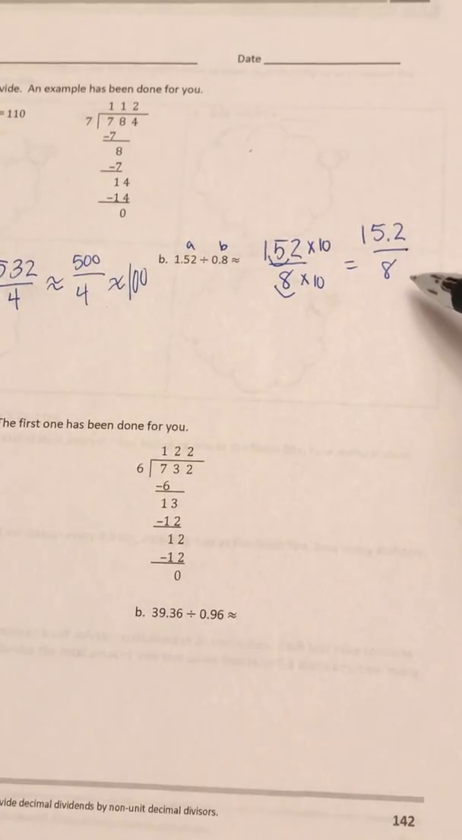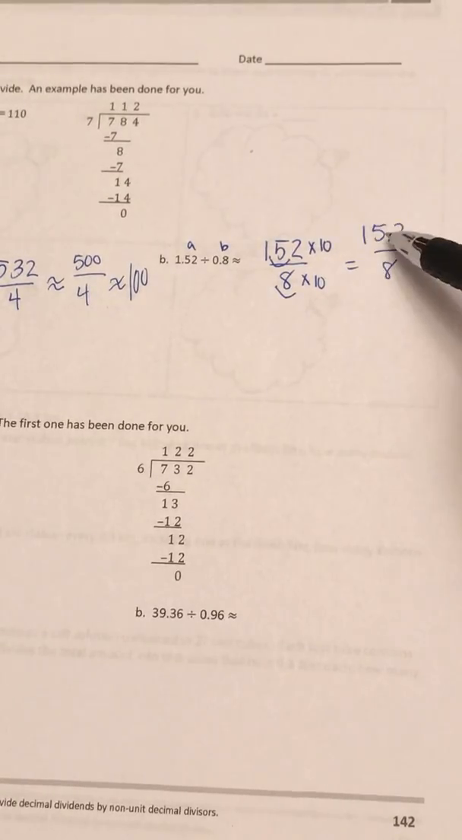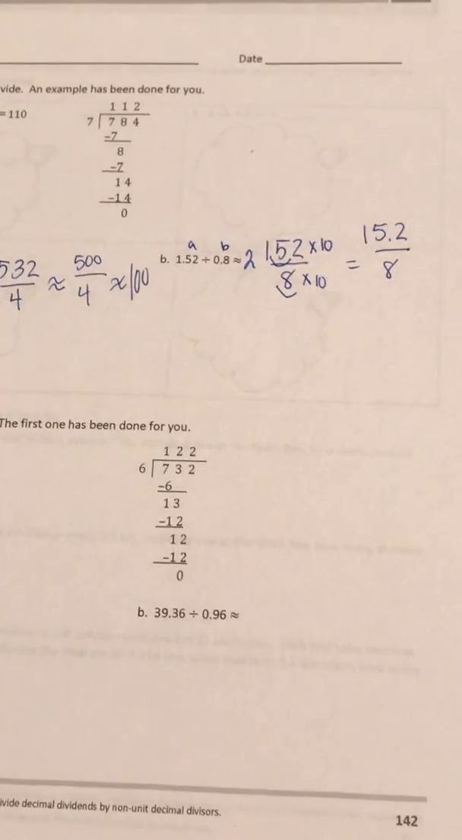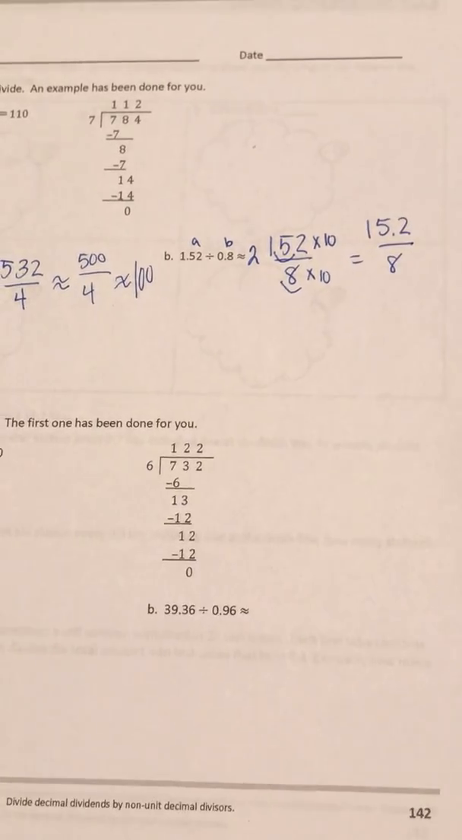Now I can go ahead and estimate here. I know that 8 goes into 16 2 times, and this is a little bit less than 16, so I know my answer is going to be close to 2. And just by noticing that I have a whole number on the bottom and a decimal on the top, my quotient is going to have that decimal in it.